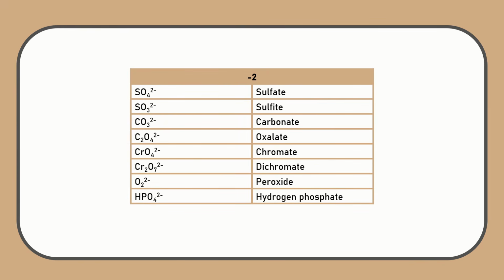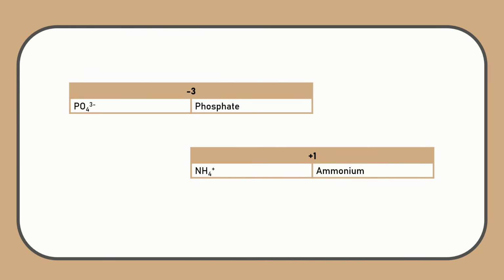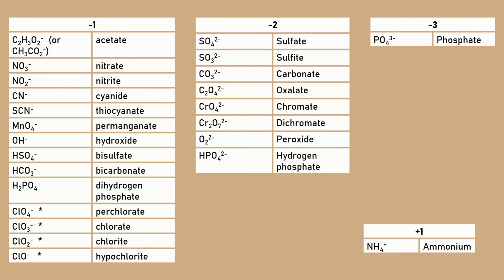These are the ions with a -2 charge, and these are the ones with a -3 and +1 charge that you will have to know. Here is a complete list of the polyatomic ions you should know when entering this course. Again, there will be a link to the study guide, which includes these below.